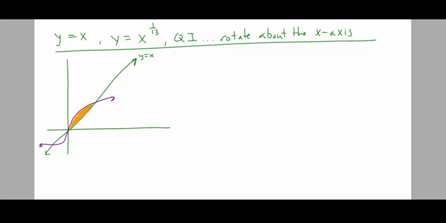So this is my graph. I need to find my points of intersection. My other ones have been pretty straightforward so far. So for my points of intersection, I can set these equal to each other.